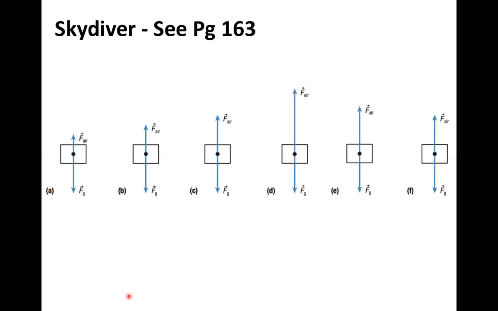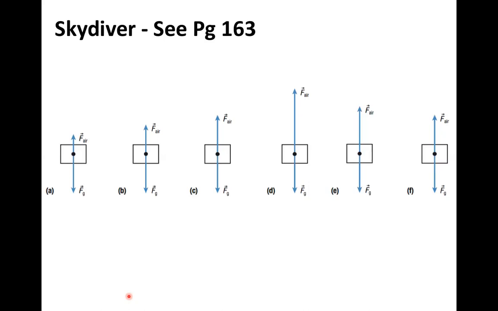So let's take a look at this skydiver example. Examining the sequence of free body diagrams at different points in the skydiver's flight, can we tell where the parachute opens? So pause this video right now just to take a close look at the free body diagrams and see if you can guess where the parachute opens.